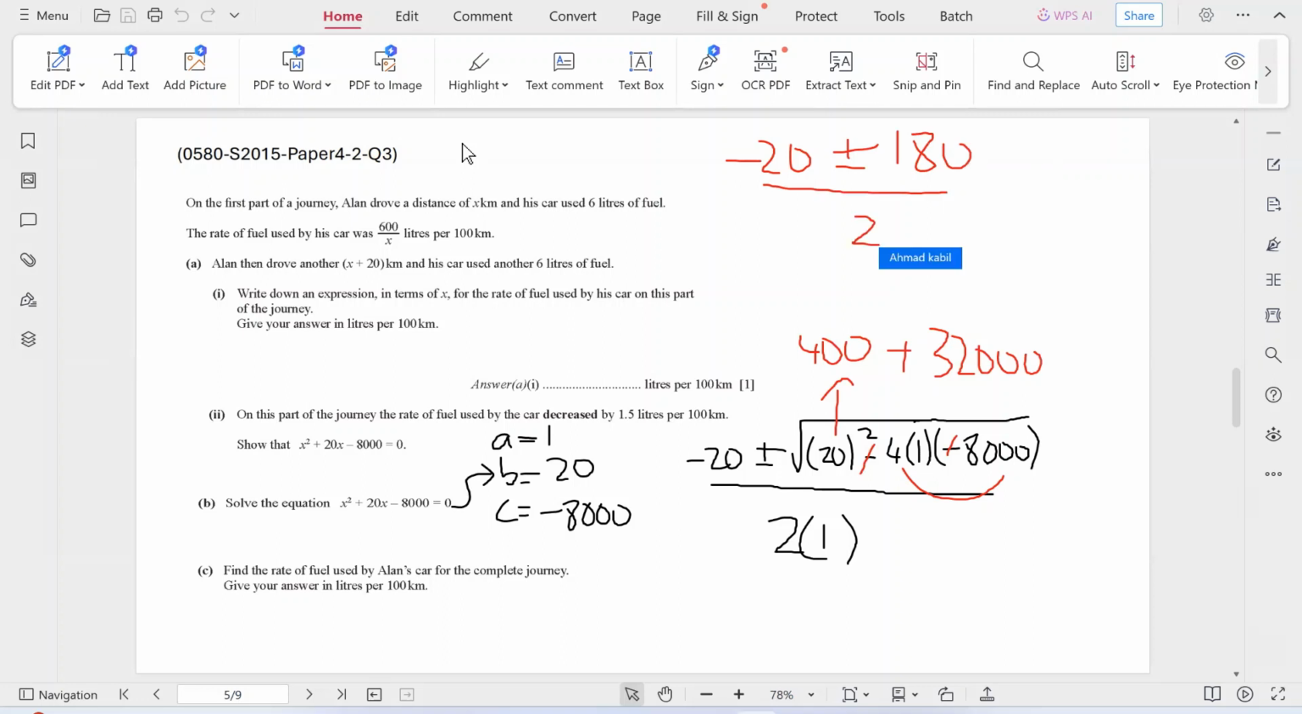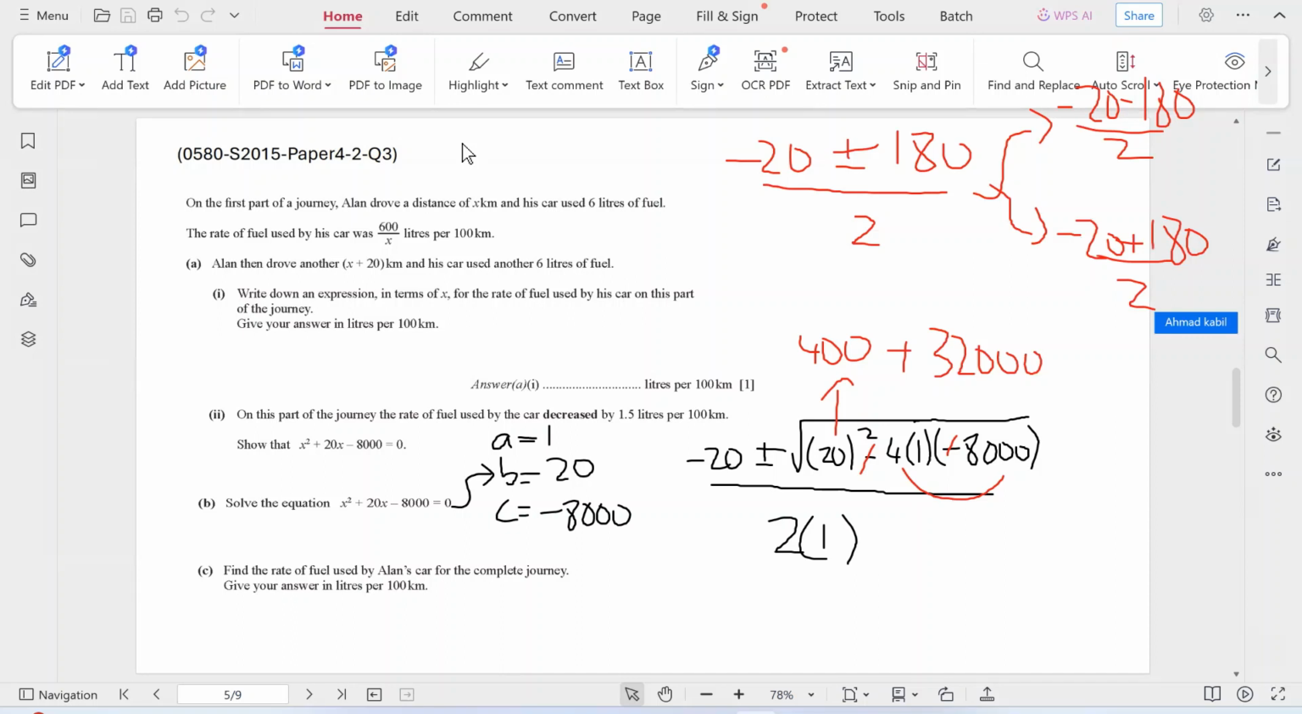So we get two equations here. Either negative 20 minus 180, which is negative 200. You can use your calculator. Negative 20 minus 180 over 2, or negative 20 plus 180 over 2. This would give us negative 100, and this would give us 80. So the two answers are positive 80 or negative 100.